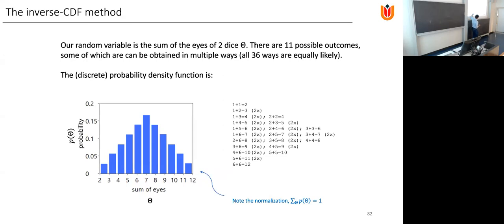So the sum of the eyes can take values between 2 and 12, because the outcome of 7 can be obtained in multiple ways. That is more likely than the other. I made this a true probability density function because I actually normalized it in such a way that if I would add up all these probabilities, it would be 1, which means that whatever I do, any of these possibilities should happen.